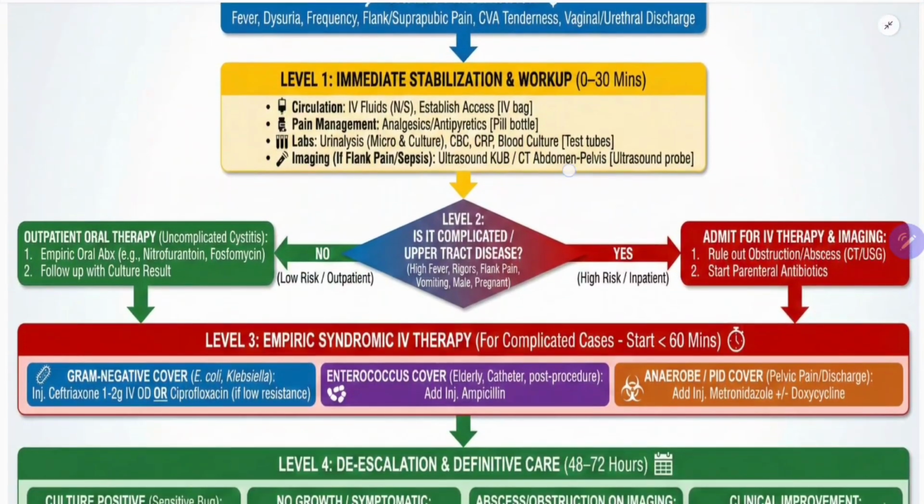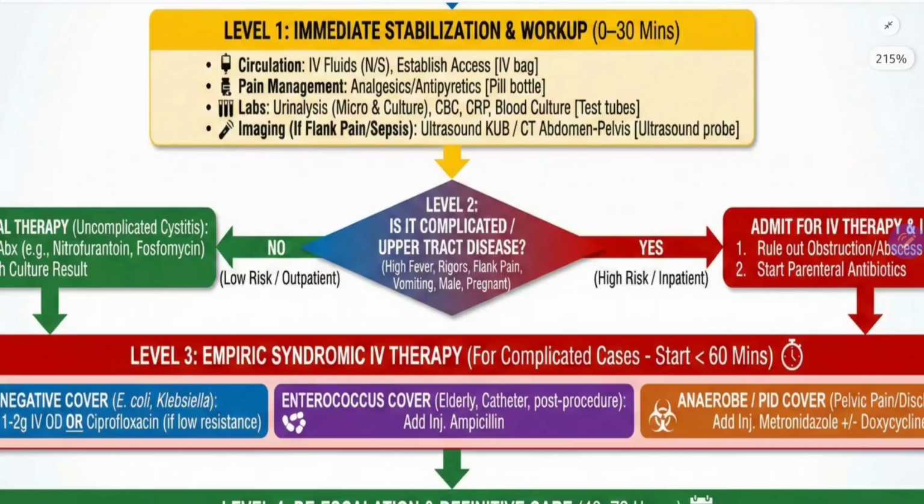Now, you will rule out the high risk patient. How will you rule out whether it is a complicated genitourinary infection or an uncomplicated one? Whether it is complicated or upper tract disease, you should rule out. How? High fever, presence of rigors, presence of flank pain, the patient is vomiting, or if the patient is a male or a pregnant lady. So what are these features? High fever, rigors, flank pain, vomiting, male, pregnant.